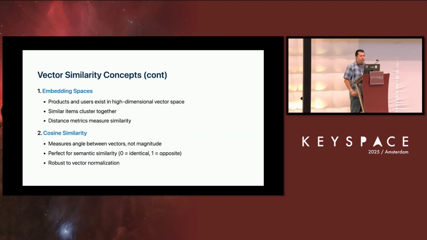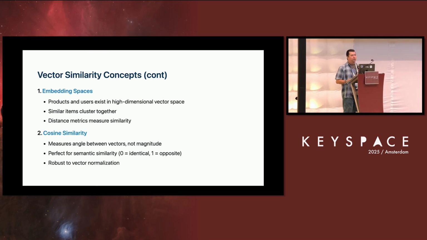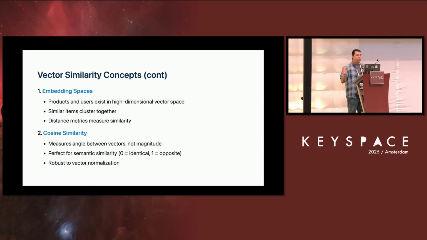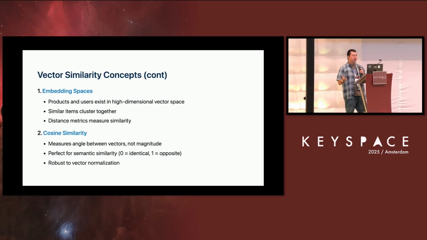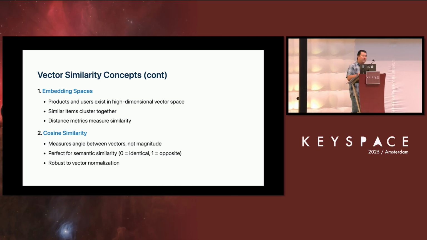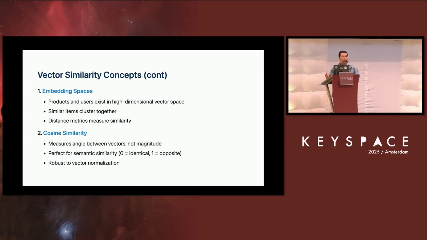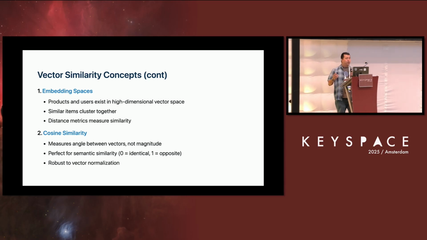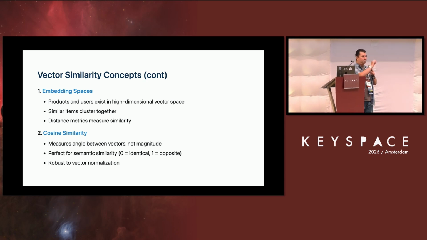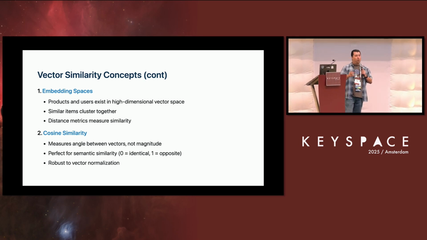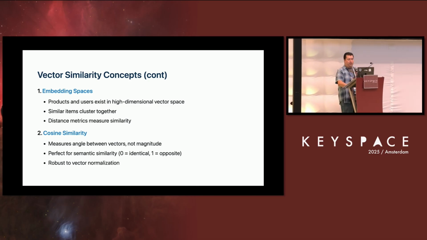Okay, so let's talk a little bit about some concepts for vectors. So the idea is that you have the products existing in this high-dimensional vector space where we can find similar items and cluster them together. The cosine similarity is a very simple distance between two vectors that allows us to identify how close they are, right? So if you think about a two-dimensional graph, you have vectors positioned in the x and y axis. So the cosine is just the angle between those two vectors.